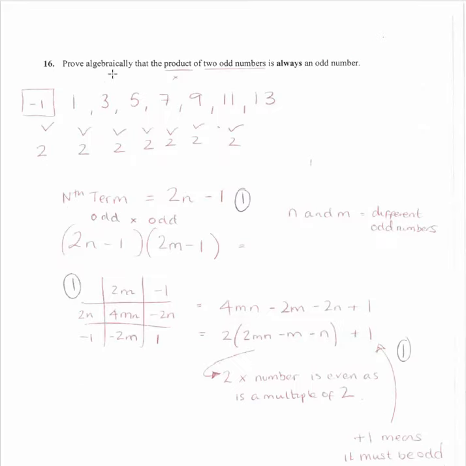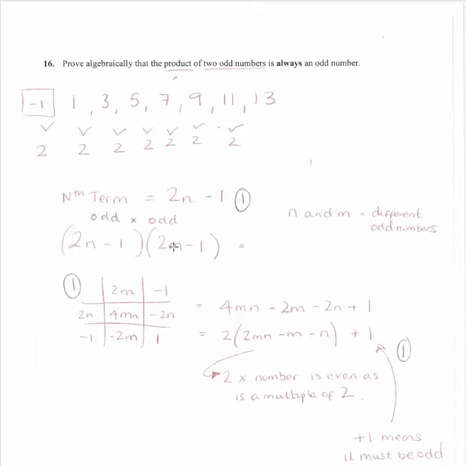Prove algebraically that the product of 2 odd numbers is always an odd number. So an odd number is 2 times a number minus 1. Any whole number here multiplied by 2, take away 1 is an odd number. So if you've got an odd and an odd, then you've got 2n minus 1 multiplied by 2m minus 1. They're 2 different odd numbers, so I've got different letters. If you multiply those 2 brackets together any way you like, you'll get 4mn, take away 2m, take away 2n plus 1.